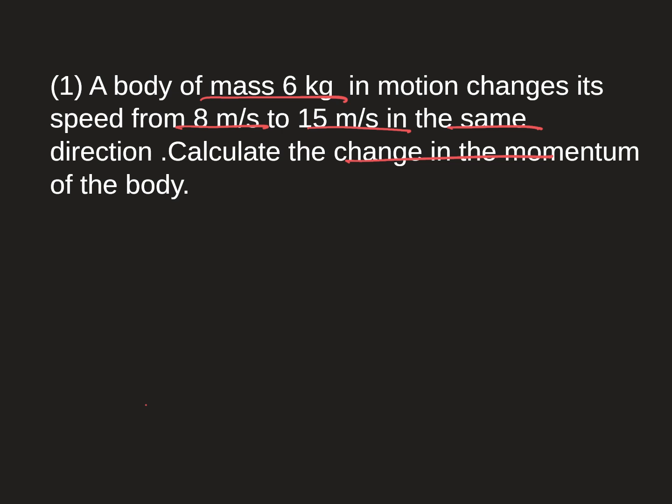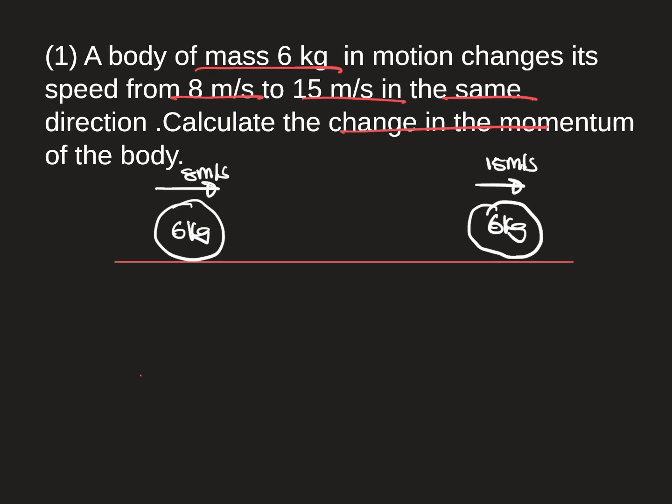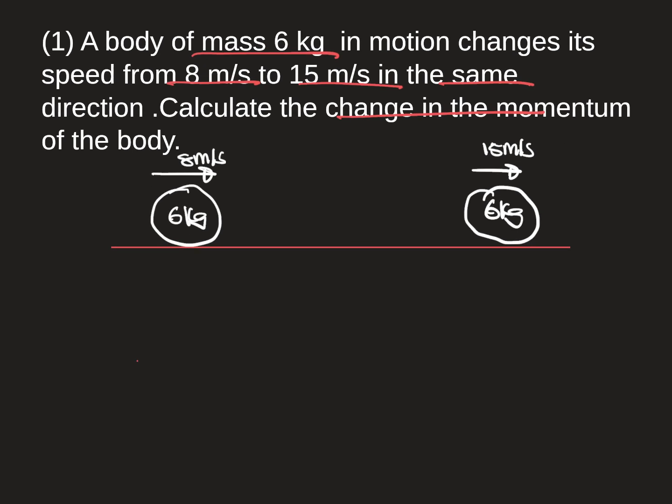We have a body of mass 6 kilograms moving at 8 meters per second as its initial velocity, then changes its velocity to 15 meters per second in the same direction. So what is the change in momentum?